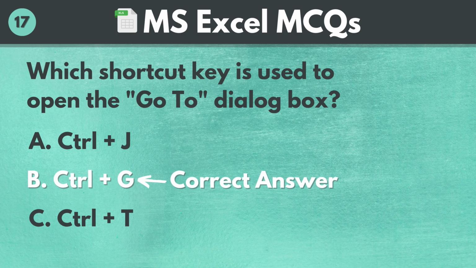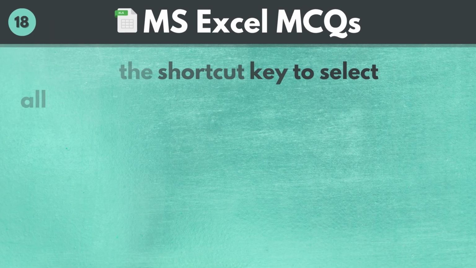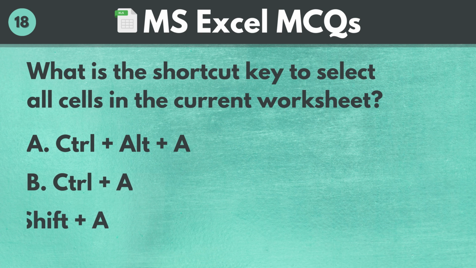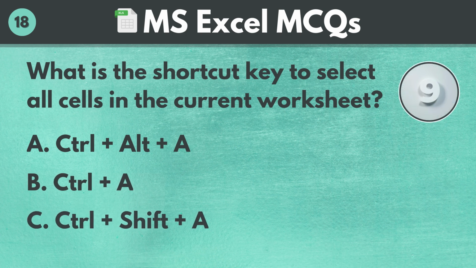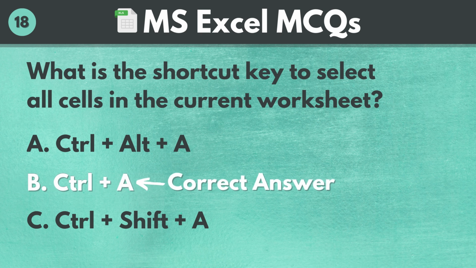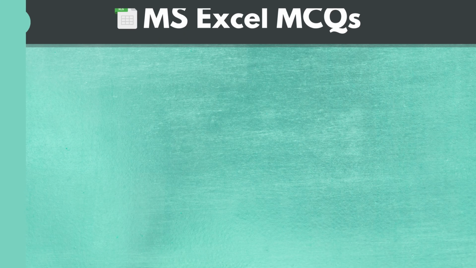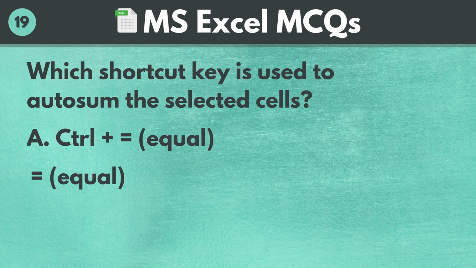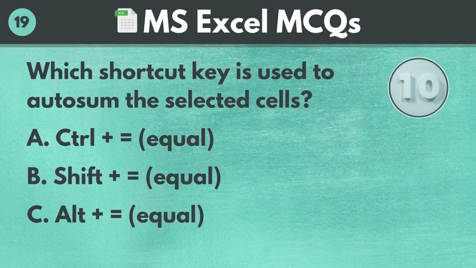Hit the Ctrl plus G. What is the shortcut key to select all cells in a worksheet? It is Ctrl A. Which shortcut key is used to auto-sum the selected cells?